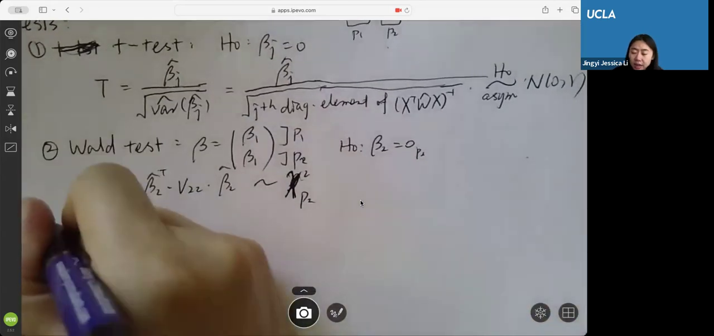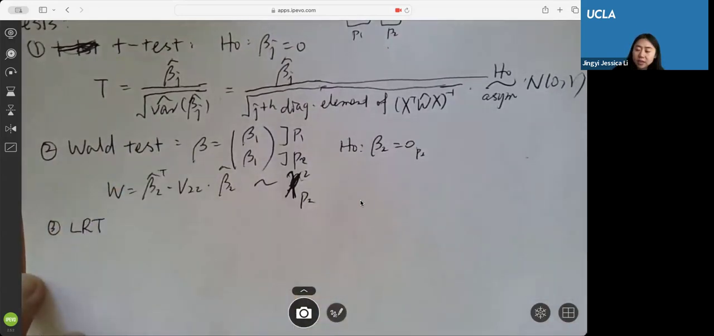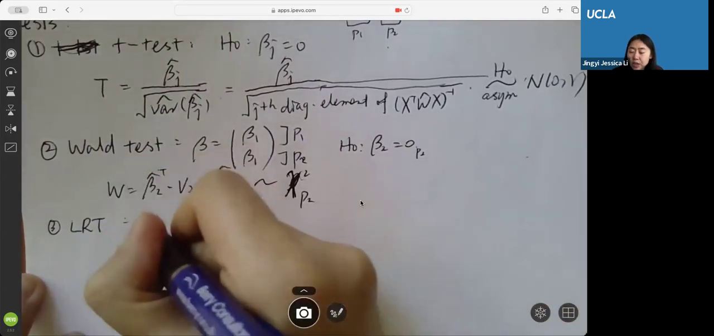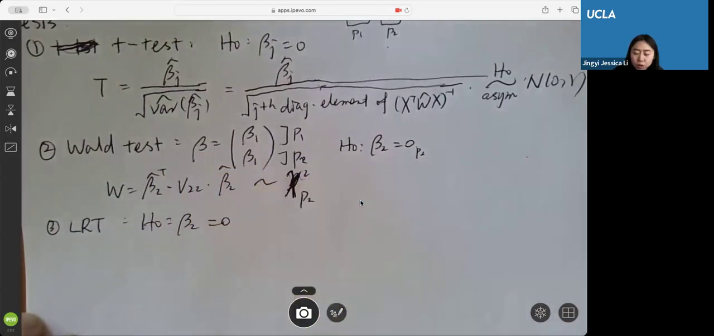And the third test we can do is the likelihood ratio test. So we can still answer the same question with the likelihood ratio test: is beta 2 useful? Are the P2 predictors useful? So in this case, what can I do?